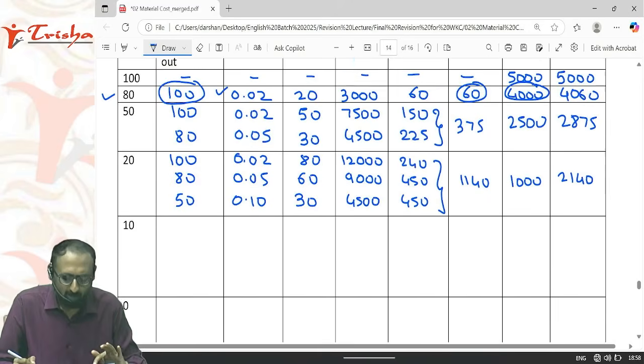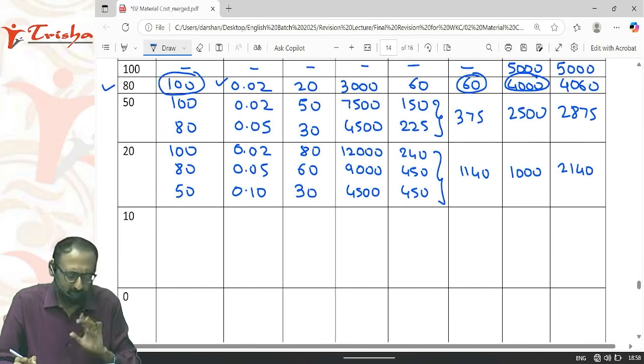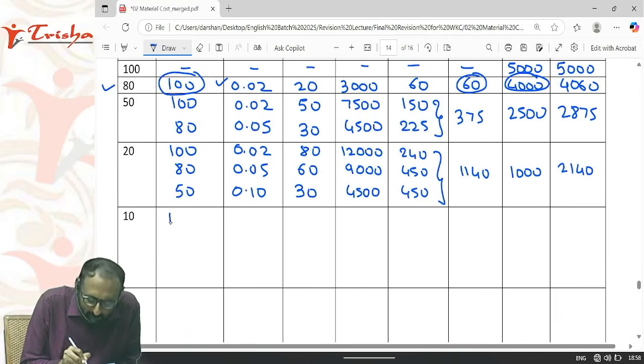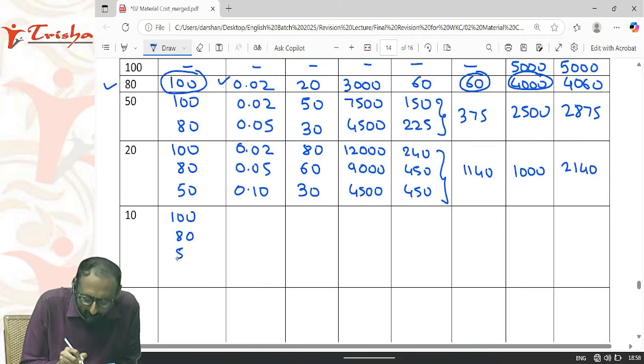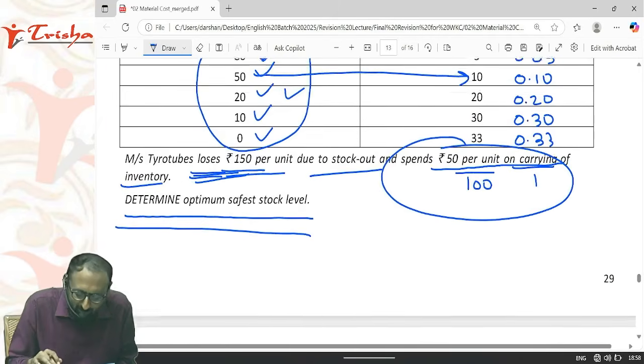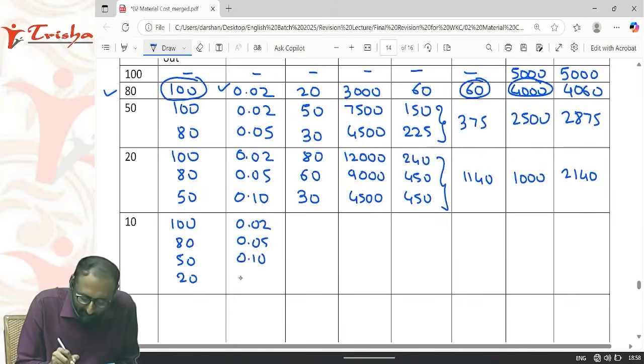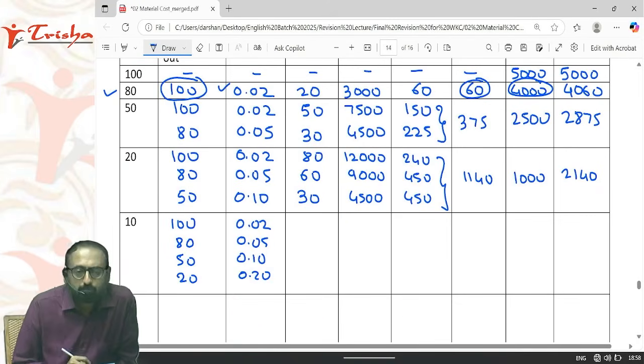Now I will pause. Tell me. 100 return, 80 return, 50 return, 20 return. Probability 0.02, 0.05, 0.10. The probability of 20 I'll tell you. The probability of 20 is 20%. Correct? Done. Next. How much will be my stock out?